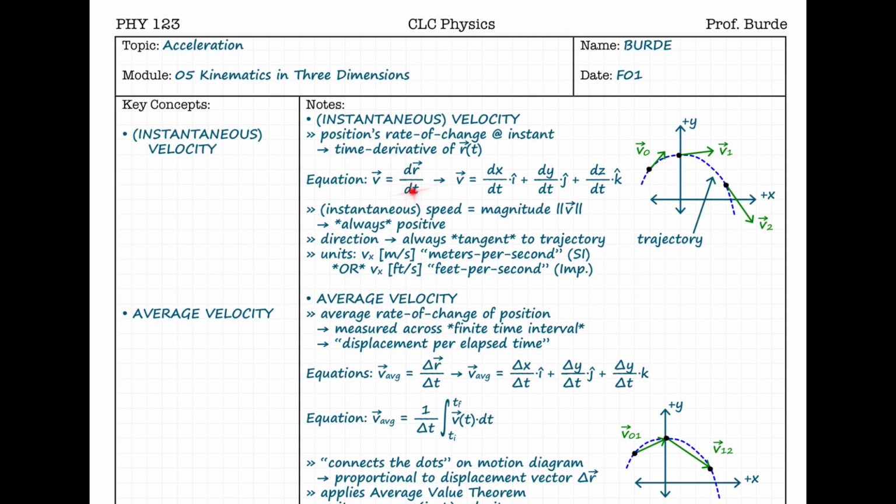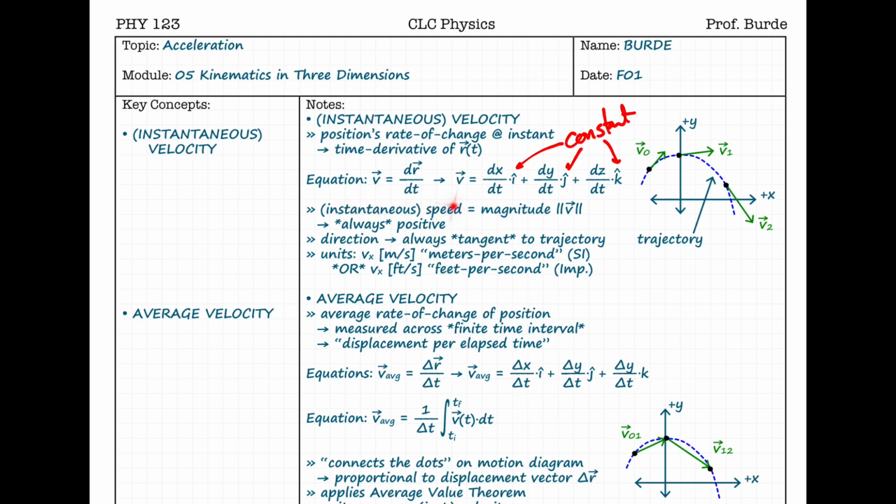But when you apply the derivative to a vector that has components, that means you are going to differentiate each component. The i hat, the j hat, and the k hat are unit vectors. Those are constants, and so they are not going to be affected by that derivative because they are constant.